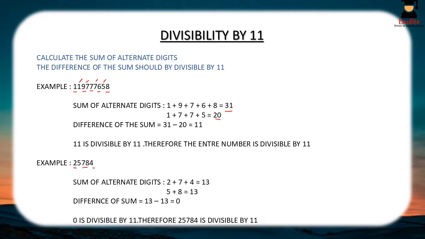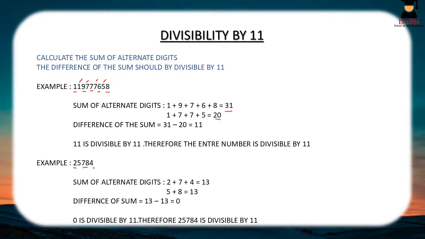You just need to calculate the sum of the alternate digits and then take the difference. Let's clear it with one more example. The second example is a 5-digit number, 25784. Taking the alternate digits from left to right, I have the first set as 2 plus 7 plus 4. This comes out to be 9 plus 4, which is equal to 13. And my second set would be 5 plus 8, which is also equal to 13. So the difference of the sums of these two becomes 13 minus 13, which is equal to 0.